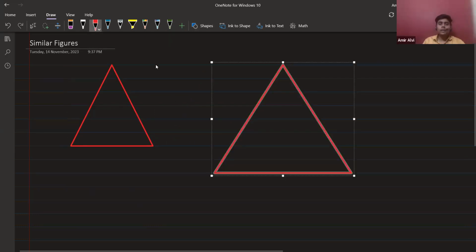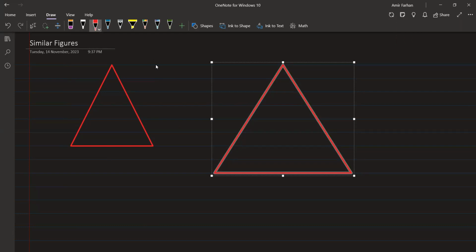Now, Adil, tell me, are they equal or similar? Similar, because they belong to the triangles family, but the size of this triangle is bigger and the size of this triangle is smaller. So they belong to the same family but have different dimensions. Clear? Yes. So in similarity, the figure looks the same, but the dimensions can be different. That's what similarity is. Clear? Very good.